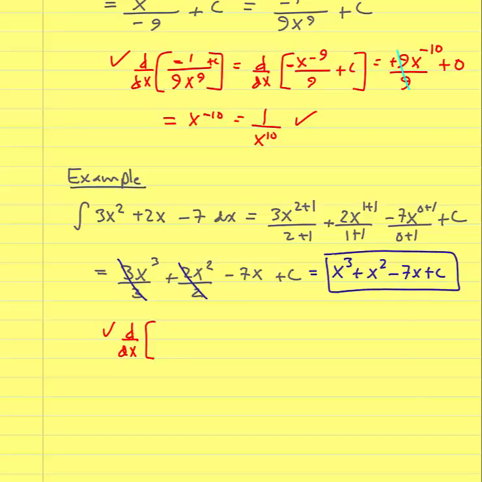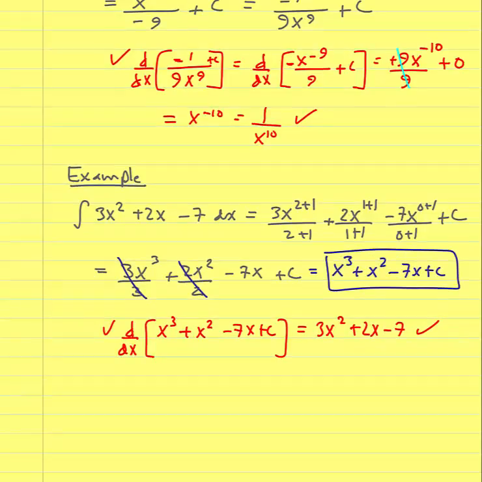So again, reduce and simplify if you can. Now let's go ahead and check it. So I'm taking the derivative of x cubed plus x squared minus 7x plus c. So remember, and you have to keep these straight, it's kind of hard. When you integrate, you add 1, divide by the sum. When you take the derivative, you bring the exponent down and then decrease it by 1. And the derivative of a constant is 0. So this was my original integrand, so it checks. And again, take the time to check these.